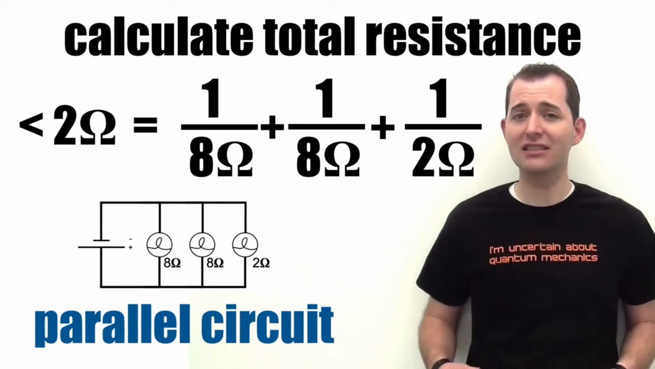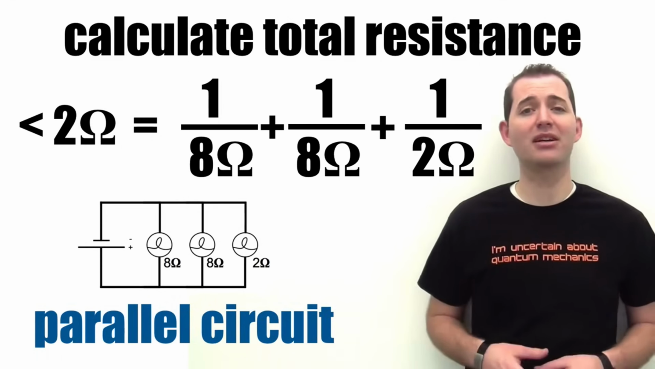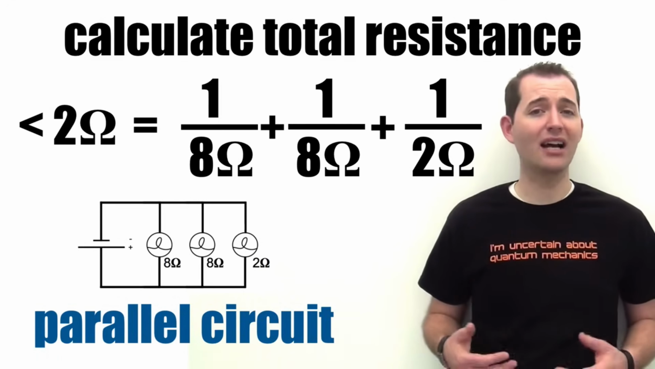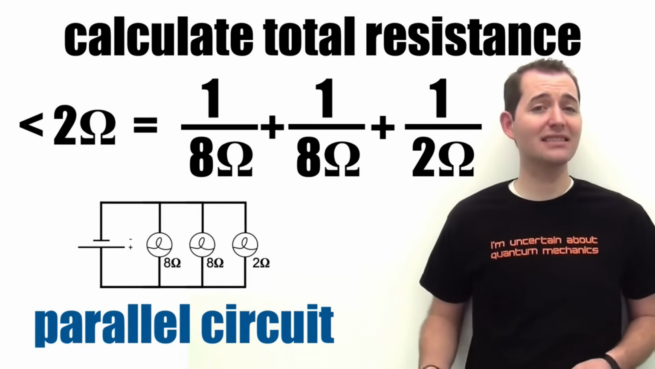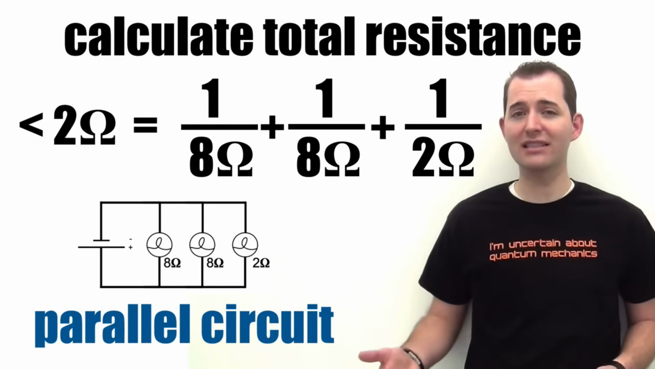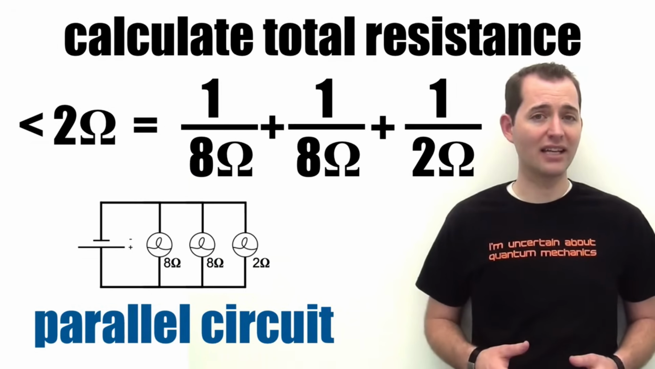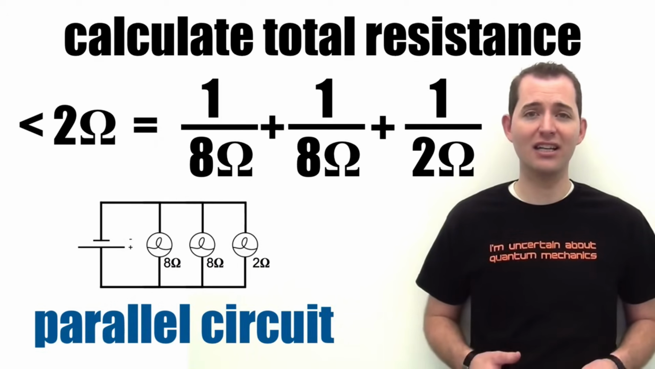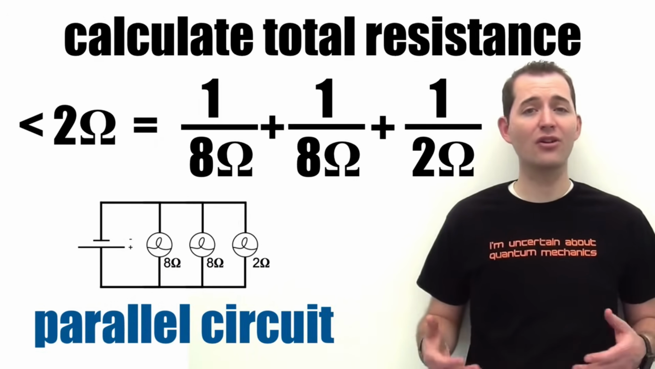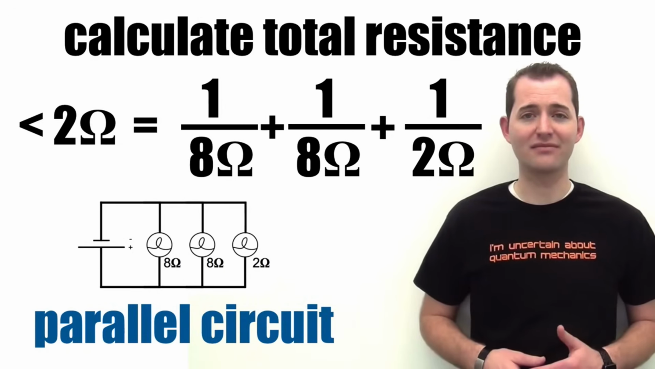This is a major difference in the overall resistance as compared to our series circuit, which had a resistance of 18 ohms. So as we can see, as we add more and more resistors to our parallel circuit, we actually decrease the total resistance of that circuit and therefore increase the overall current in that circuit.